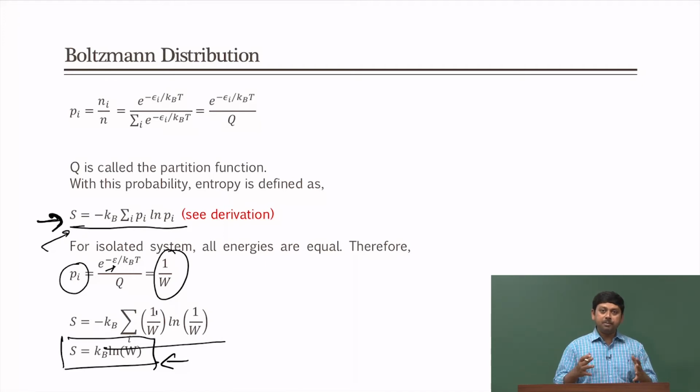So, if Pi is the probability, and Pi is more, then the probability of that microstate forming will be more. That means the weight of that particular microstate will be even more. So, that we have to understand.